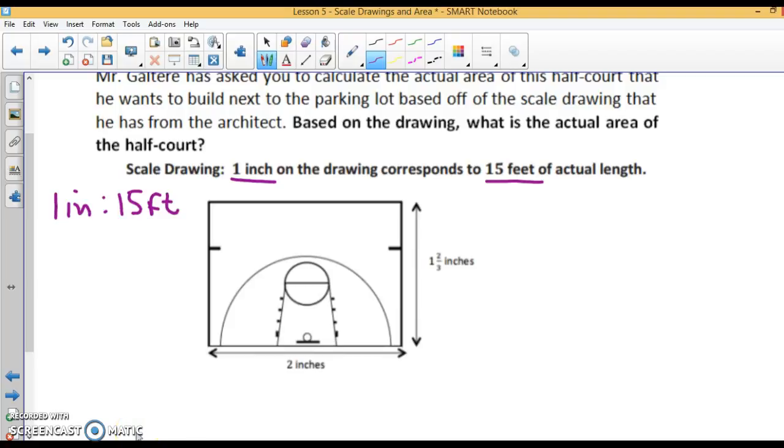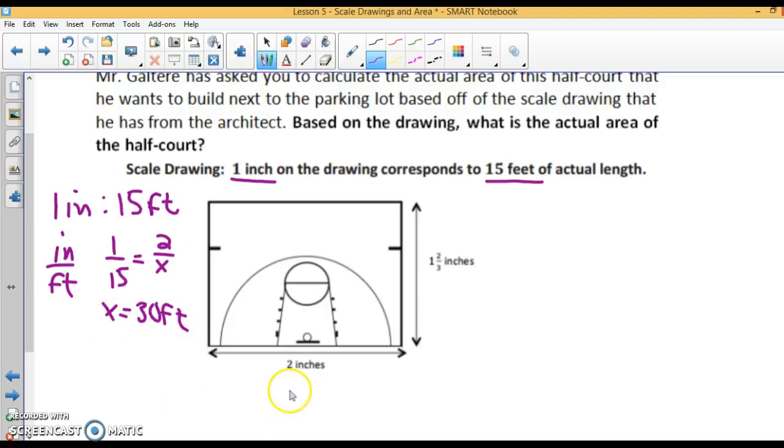So I'm going to set up a proportion. You may be able to just do this mentally, but our proportion, I'm going to do inches over feet. So our scale is 1 inch is 15 feet. I want to know 2 inches down here is x feet. Cross multiply, x is 30 feet.